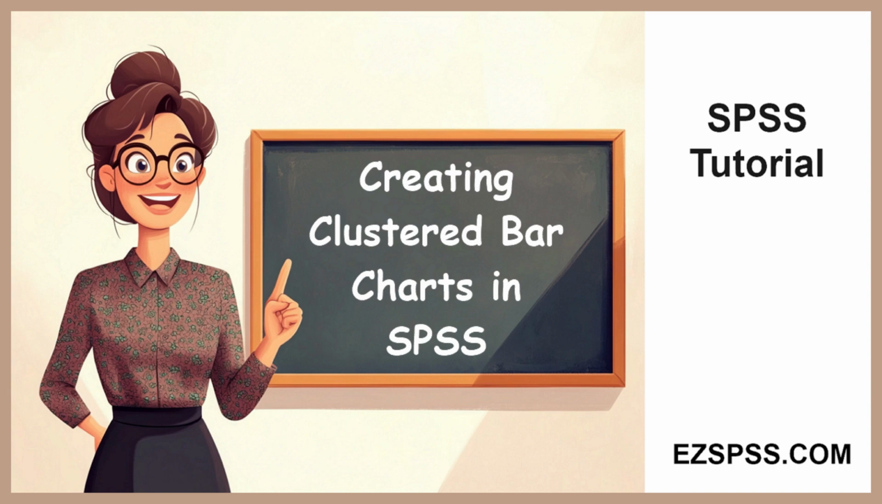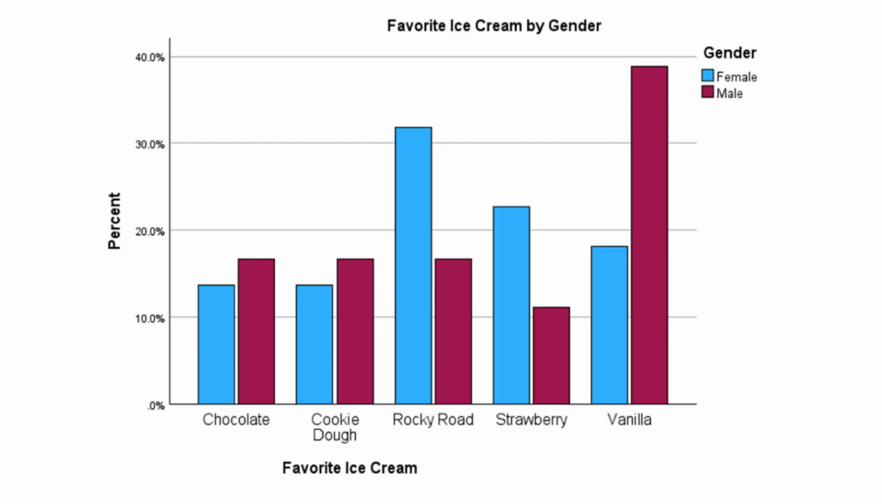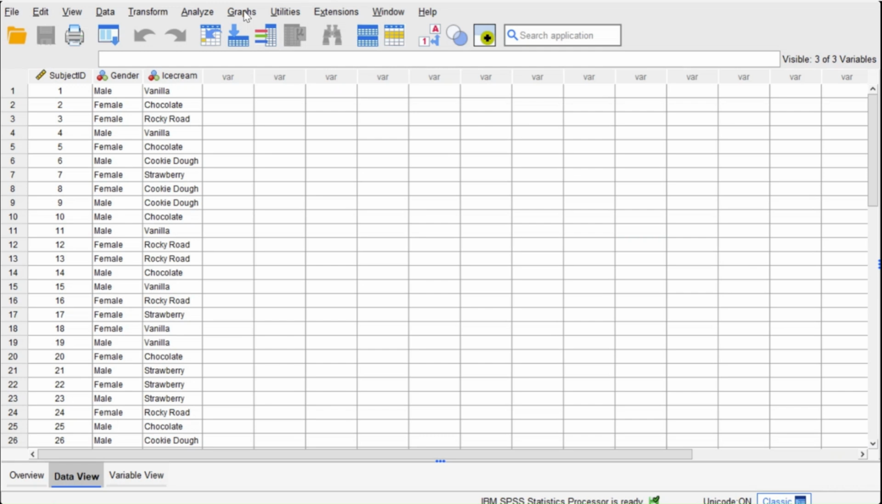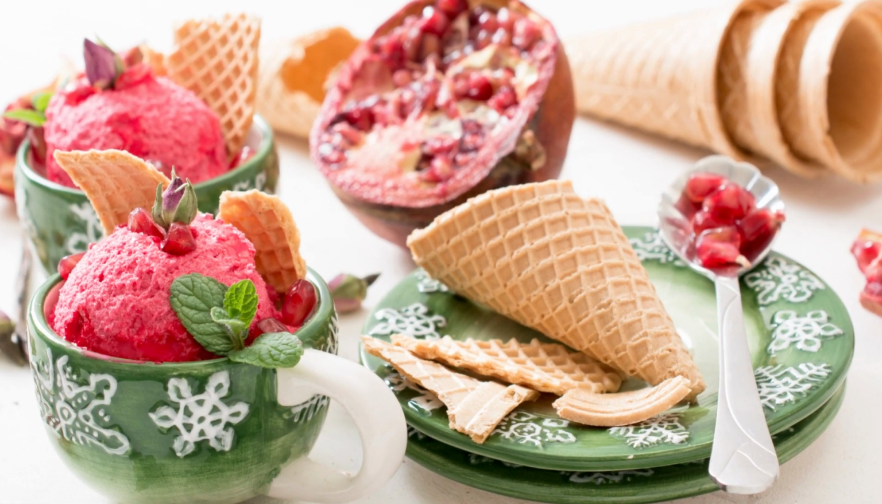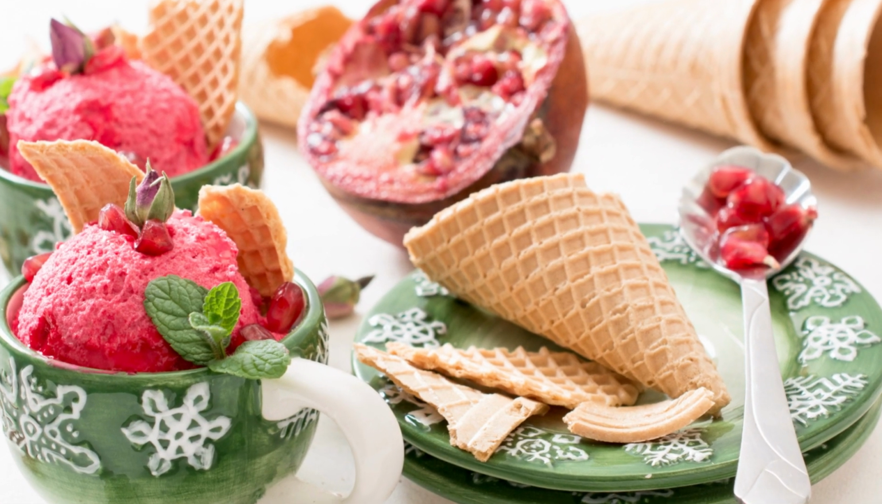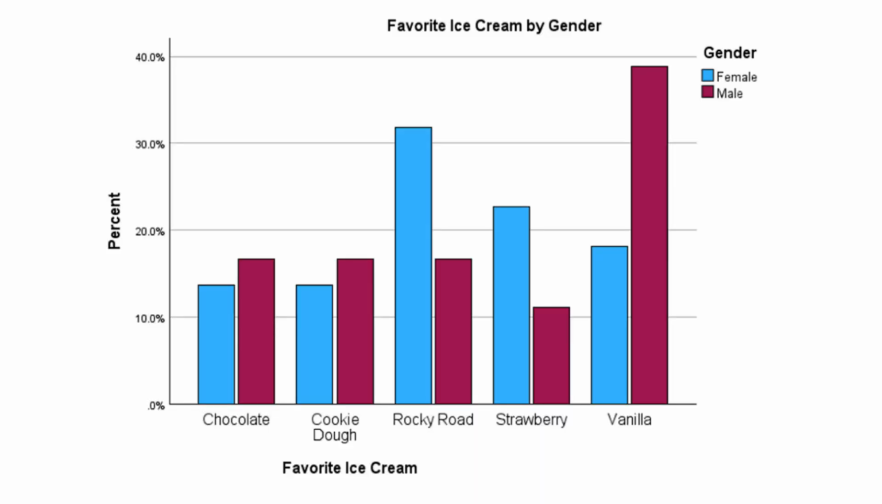In this quick tutorial, we'll show you how to create a clustered bar chart in SPSS. We'll be working with a small fictional data set that includes the gender and favorite ice cream flavor of 40 subjects. We want to compare how ice cream preferences differ between males and females. A clustered bar chart is perfect for this.